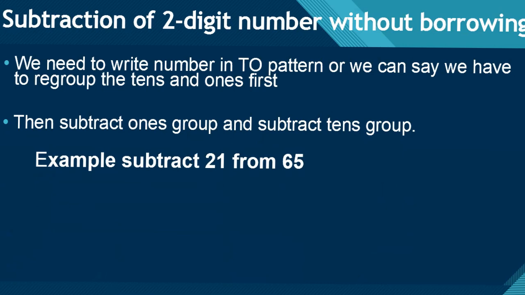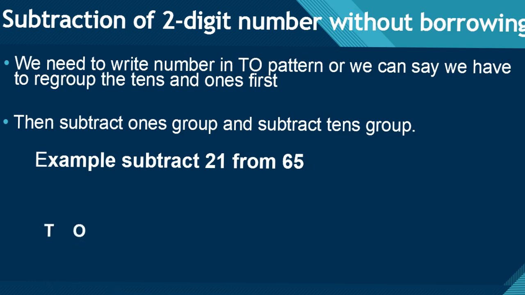So please, in class 2, we have to see the way of writing the question: subtract a number from a number. The number which we are going to subtract is smaller than the number from which we are going to subtract. Okay, so we will see with the example. We will see more examples. So for instance, subtract 21 from 65. We have to follow the steps.